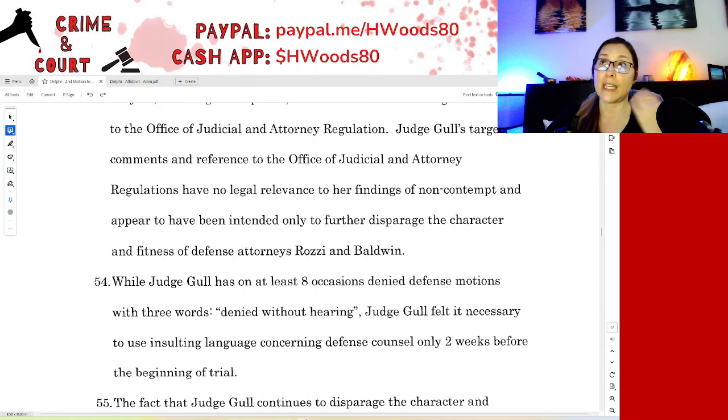And it also taints the potential jury pool and the public thinking that, oh, they must have done something wrong because Judge Gull, she didn't find contempt, but she's still reporting them for something. Which she could be reporting them and they go nowhere. So just because she's saying she's going to do it doesn't mean that it's going to do anything.